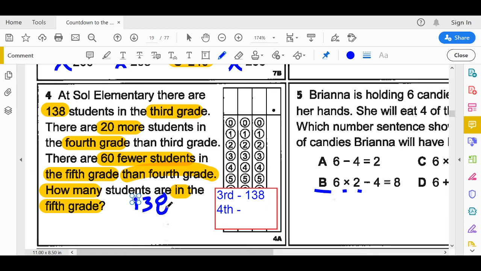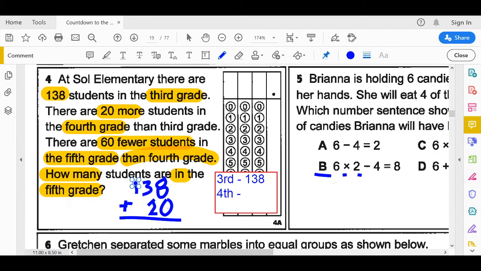138 plus 20. Okay, sorry about those numbers. I hope you can understand. 8 plus 0, that is 8. And 3 plus 2, that is 5. And this one is just by itself, so that would be 158.